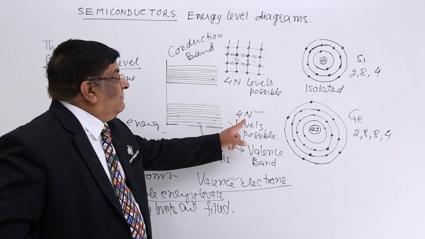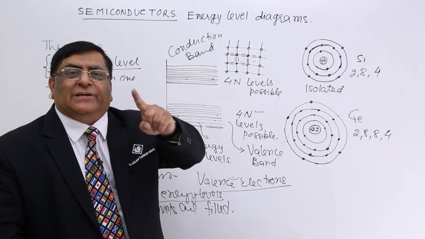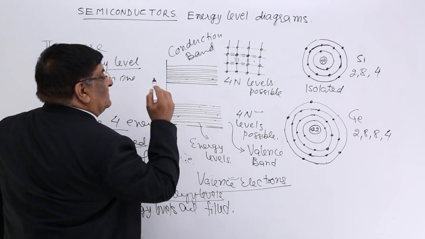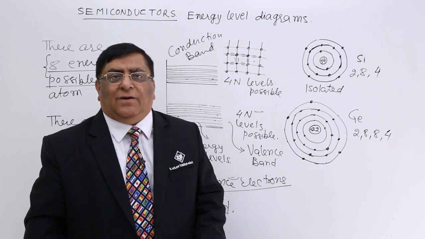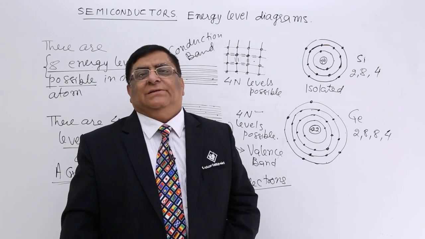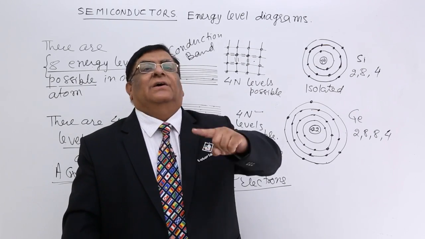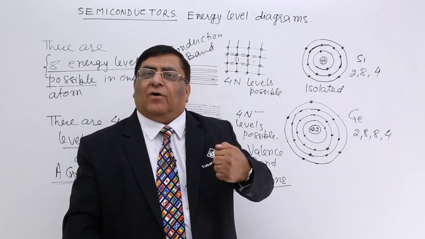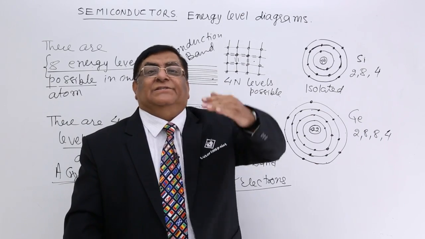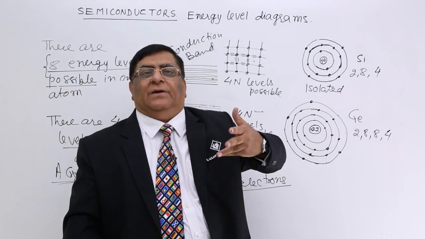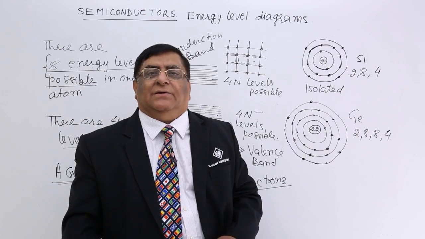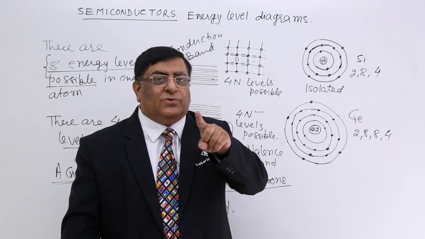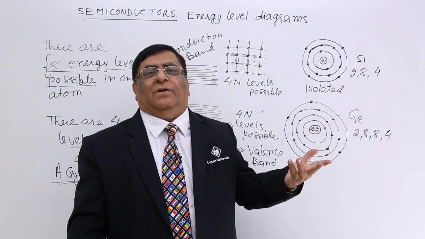Because how many levels are there? 4n. How many electrons are there? 4n. Every one will engage one electron. It is just like a cinema hall which has a lower class with 4n seats, and a balcony with 4n seats. The total visitors to the cinema hall are 4n. They distribute themselves, some here, some here. Suppose all of them want to sit in the balcony, is it possible? Yes, because there are 4n seats. If all of them decide to sit in the lower class, again possible.